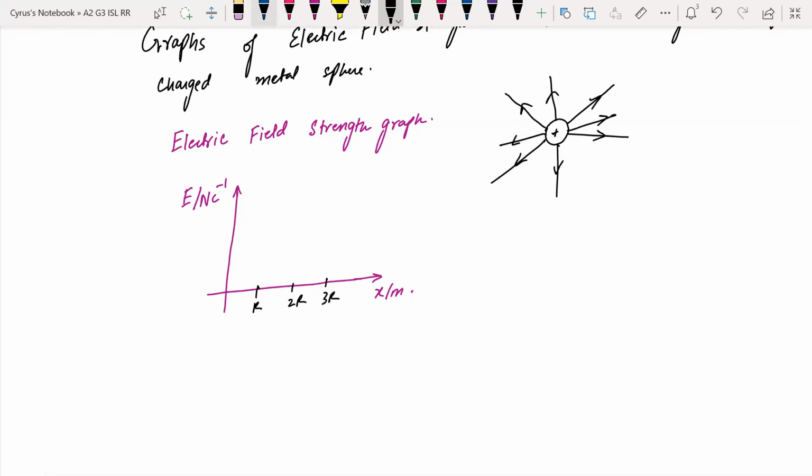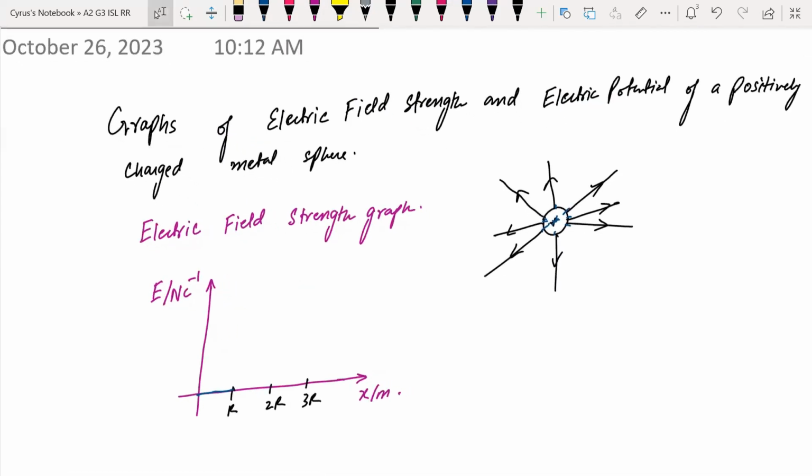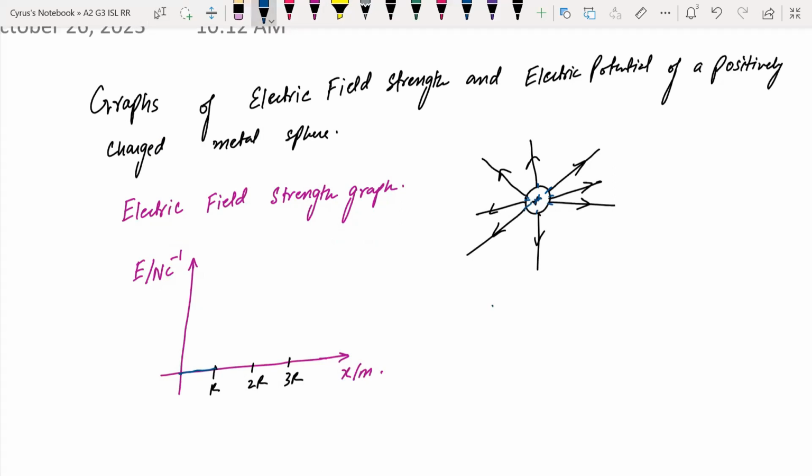अच्छा, इसकी जो value होगी till R, it will be what? 0. क्योंकि इलेक्ट्रिक फील्ड स्ट्रेंथ एक वेक्टर है, और ये देखिए ये फील्ड लाइंस एक दूसरे को कैंसिल कर देंगे इनसाइड. ठीक है जी, इलेक्ट्रिक फील्ड स्ट्रेंथ एक वेक्टर है. So electric field strength is a vector, and what's going to happen is that till R, from the center of the charge till that surface, the electric field strength is 0, due to complete cancellation. At R, the electric field strength is maximum.